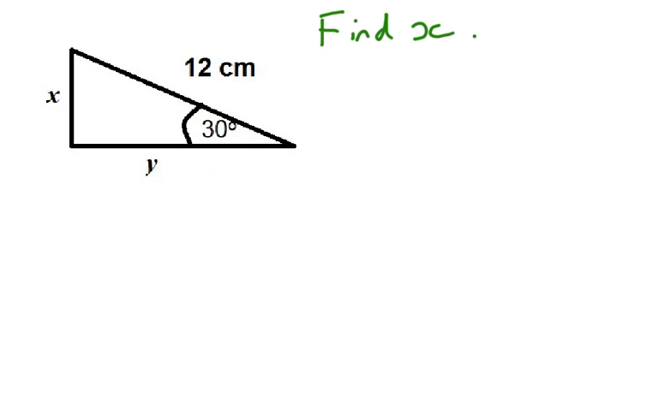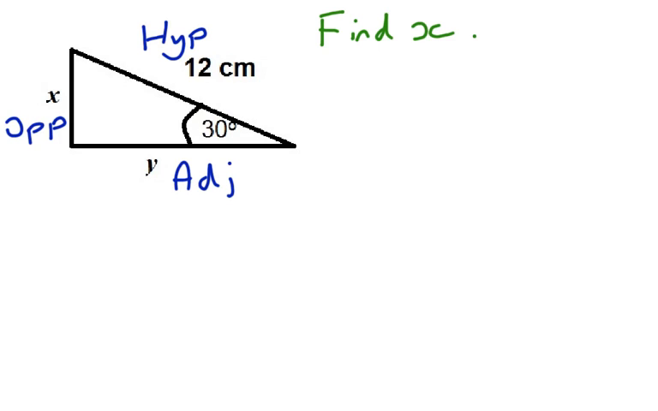In this lesson, we're going to use trigonometry to work out the values of both x and y on this right-angled triangle. So first of all, for any time that we're using trig on right-angled triangles, we're going to label the sides. Now the longest side, 12 centimeters, is our hypotenuse. X is opposite the angle, so that's our opposite, and y is next to the angle, so that is our adjacent side.